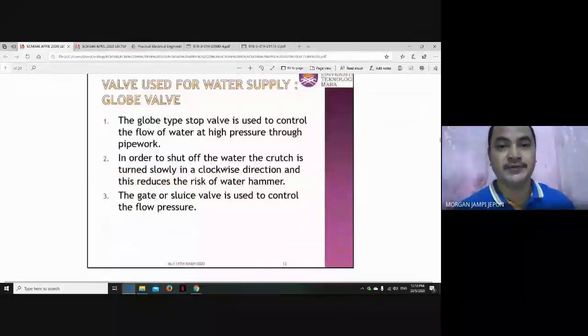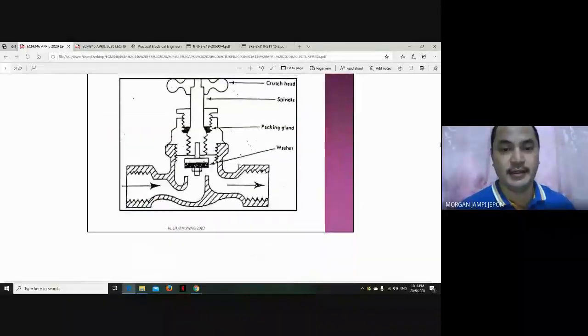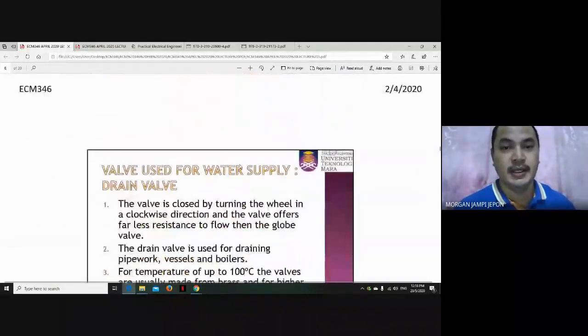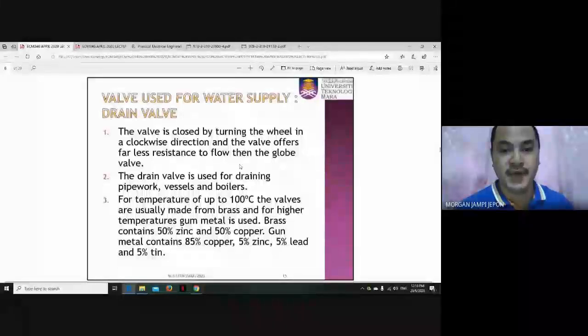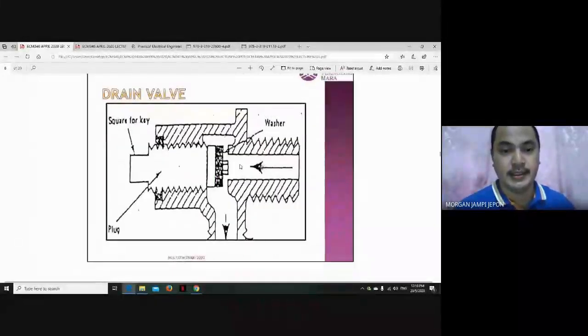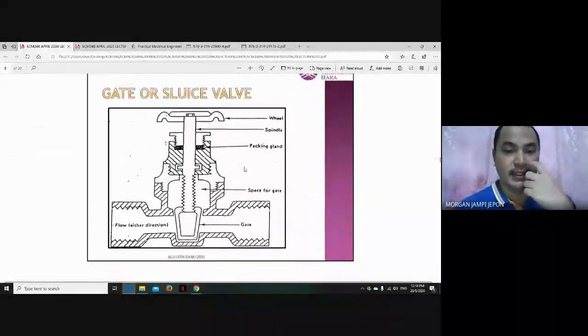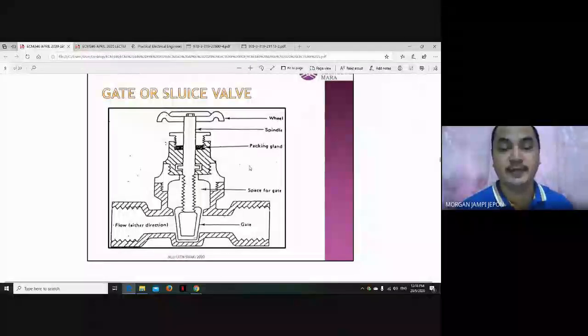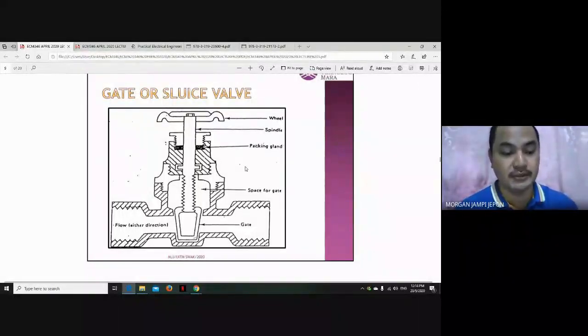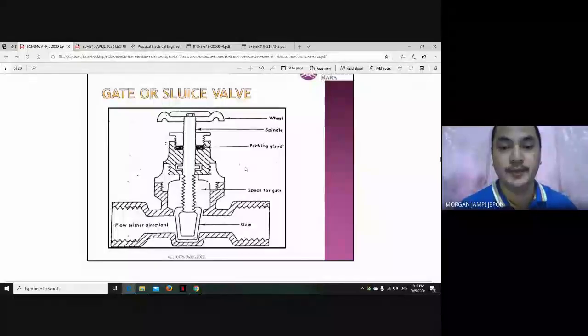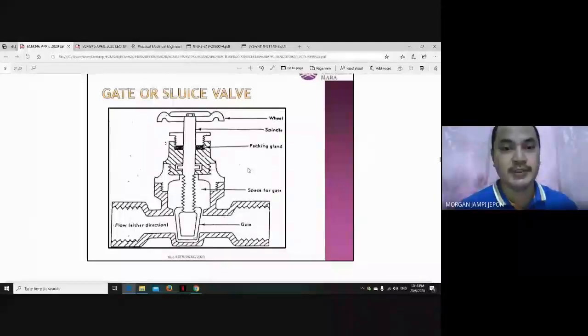So valves used for water supply, okay, it could be a globe valve, all right, like this one. Then this one is a drain valve, okay, and this one is called a gate or sluice valve. Okay, so there are many types of valve depending on the pressure of the water. Right, if the pressure is not really high, then we may use this type of valve, sluice or gate valve.